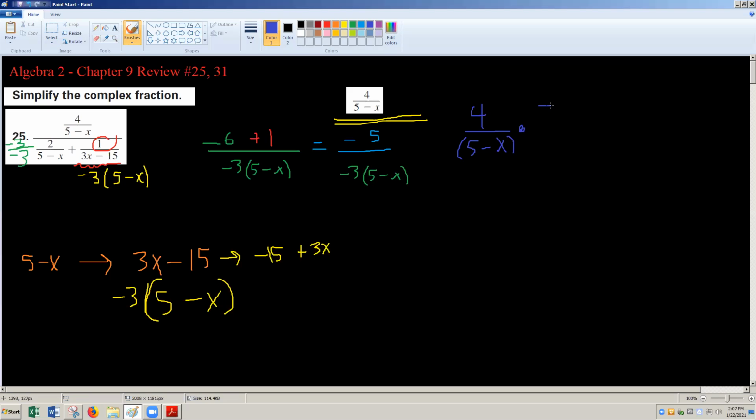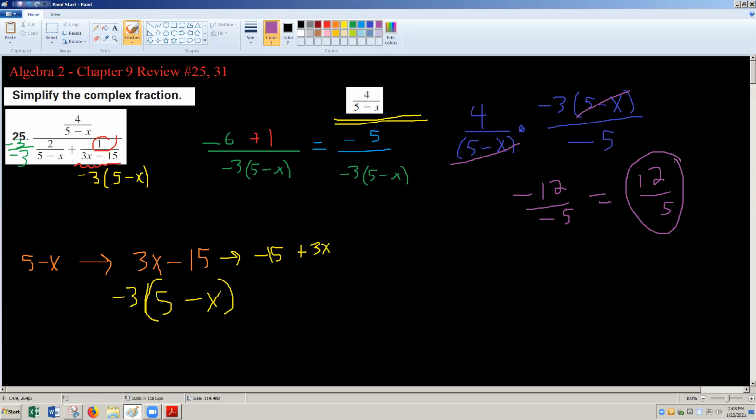And I'm going to say times, and now I've got my -3 times 5 minus x on top. And I've got my -5 on the bottom. If you want to cancel off the negatives here, like if you just wanted to call this +5 and then +3, that would have been fine as well. I just left it because I knew we were going to be multiplying later anyways. So here I look at this thing, I say, okay, well, what's going to happen? Now's the fun part. I get to start crossing these things off. So these are gone. And now I'm left with 4 times -3, which is -12, divided by -5, which is really 12/5. And I'm good to go. Any questions on this one?